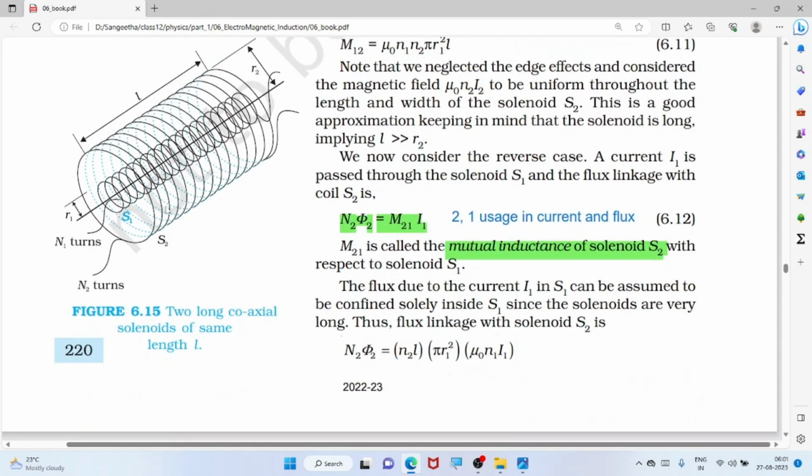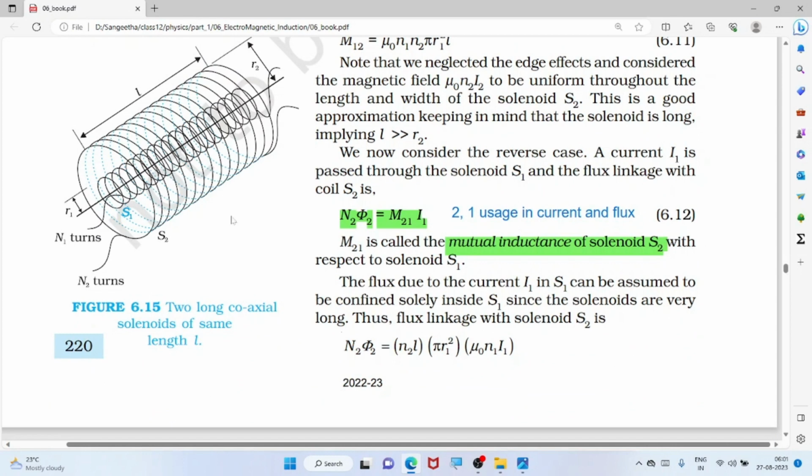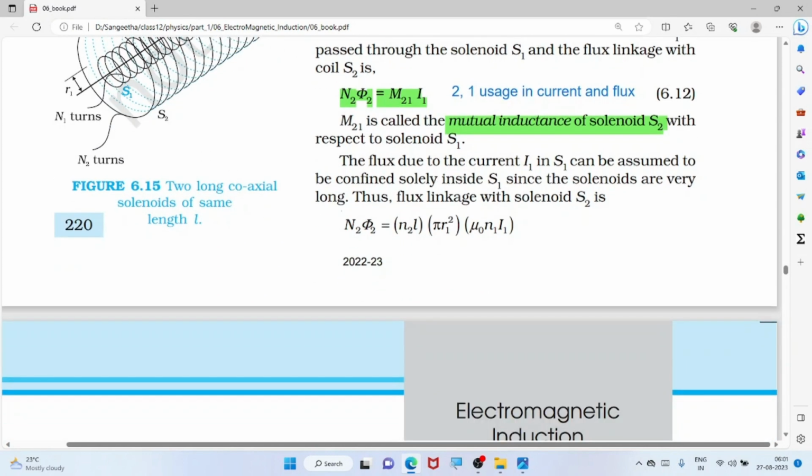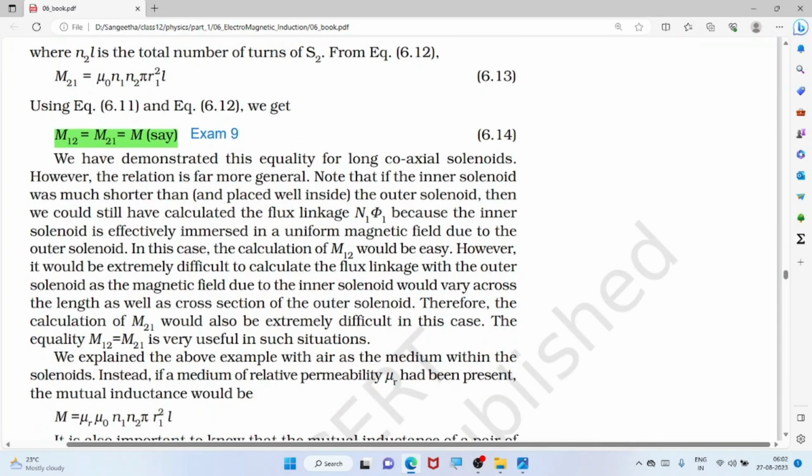For this solenoid arrangement, they are deriving the equation, one solenoid inside the other. So this is the mutual inductance of 2 with respect to 1, and the current in 1 they are using. Mutual inductance of 2 depends on the current in 1. Similarly, mutual inductance of 1 depends on the current in the second coil. Mutual inductance will be the same, M12 equals M21 equals M, for both the coils.